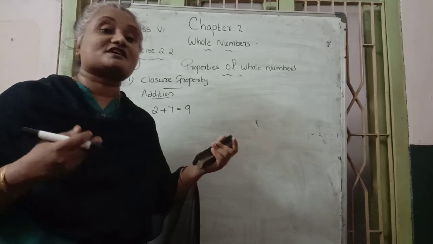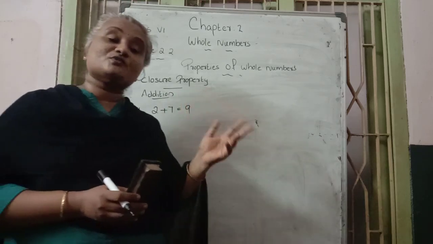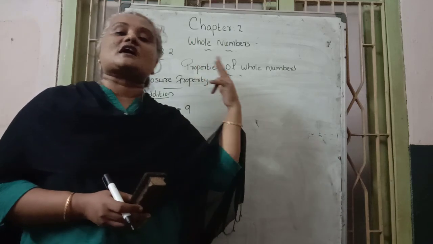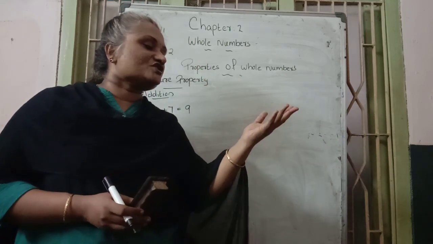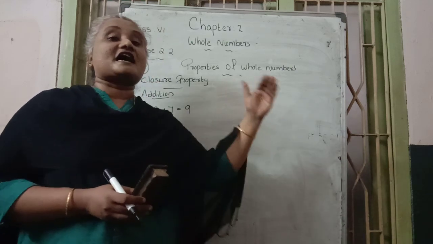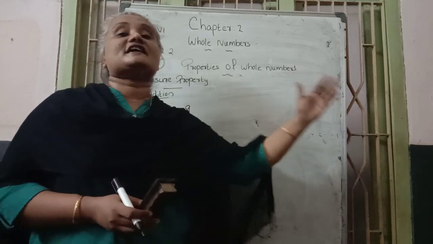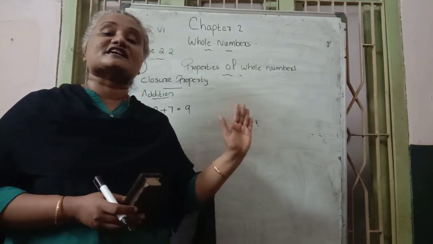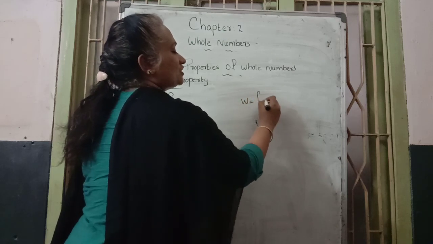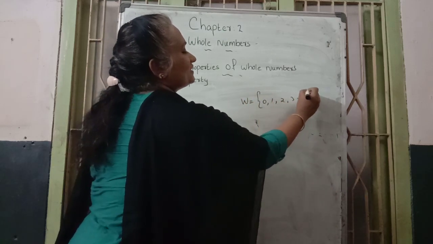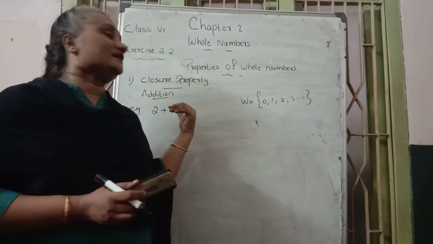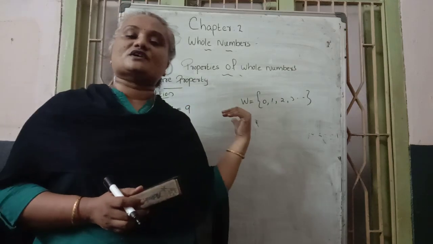What is a whole number? Remember, in the last class we discussed that whole numbers mean 0 is added to the collection of counting numbers. Which are counting numbers? 1, 2, 3, 4, 5, 6, etc. We call them counting numbers. When 0 is added to the counting numbers, we get whole numbers. It is denoted by the letter W, the set of 0, 1, 2, 3, etc. So counting numbers and 0 together are called whole numbers.